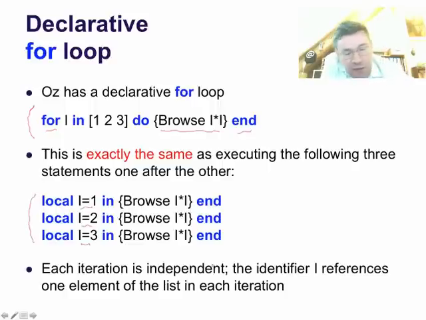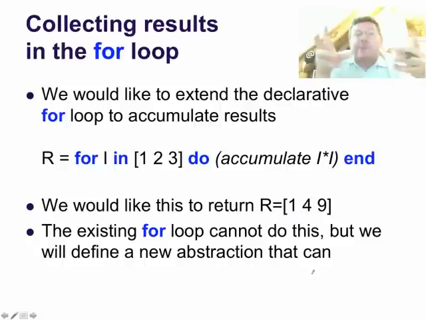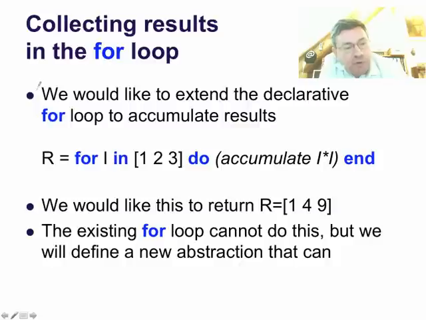And notice that the iterations are independent. The identifier I is independent in each iteration. In each iteration, it references one element of the list. Now, this declarative for loop has the problem that the iterations are independent, so it cannot combine the results of these iterations. So we would like to be able to do this. We would like to collect or accumulate the results obtained in different iterations together in one output list.